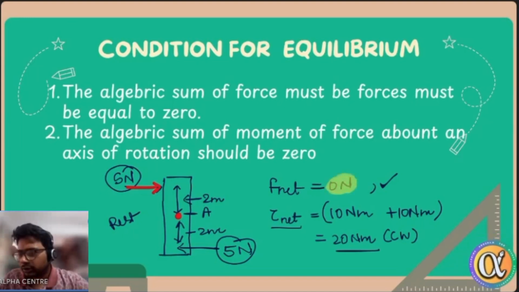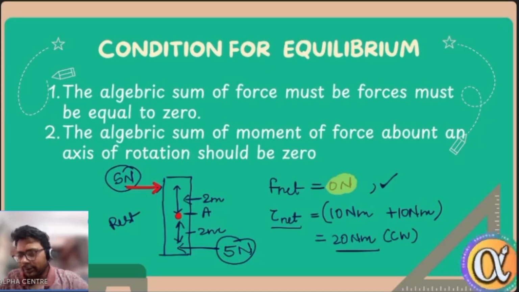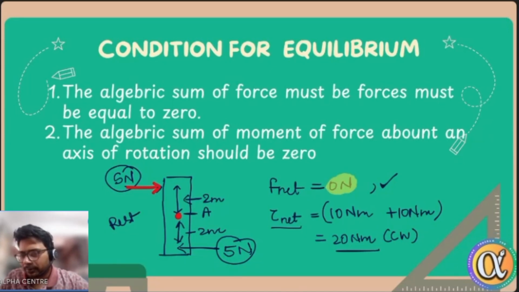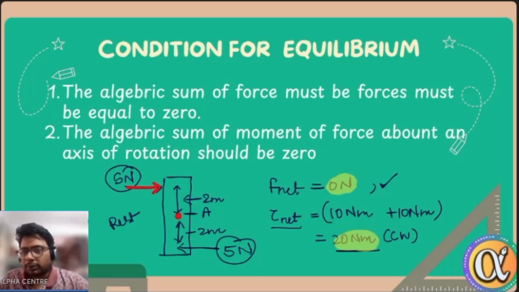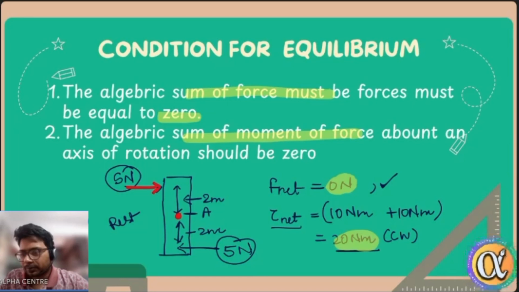Since there is no net force, the body is at rest, there is no change in its speed. It continues to be at rest. So it has a translational equilibrium. But since the torque is not zero, it does not have a rotational equilibrium. So in order to maintain a complete equilibrium, not just the sum of forces must be zero, but even the sum of torque must be zero.